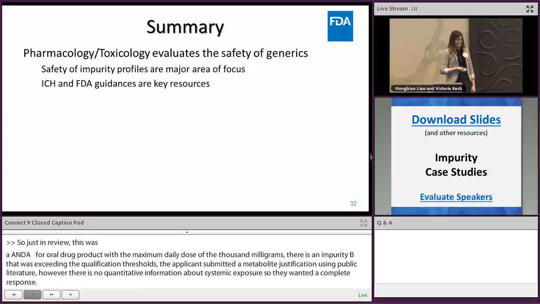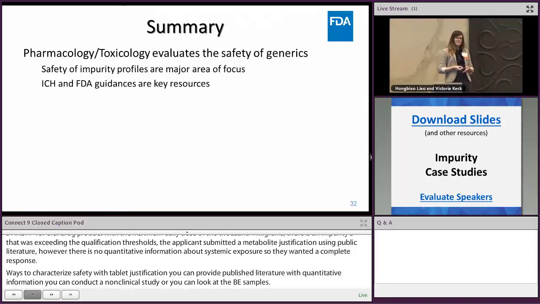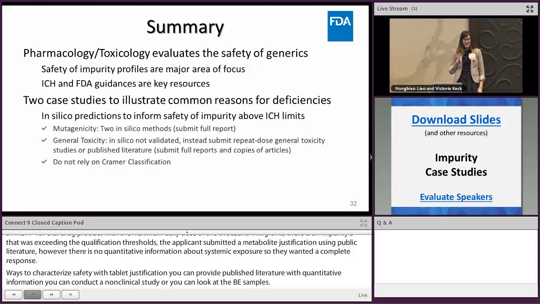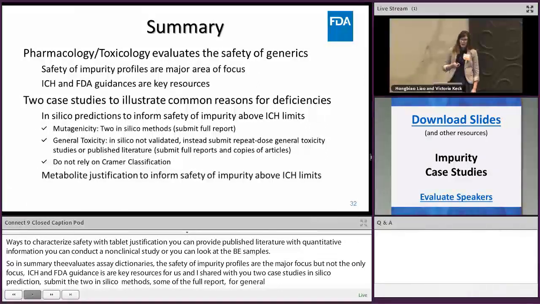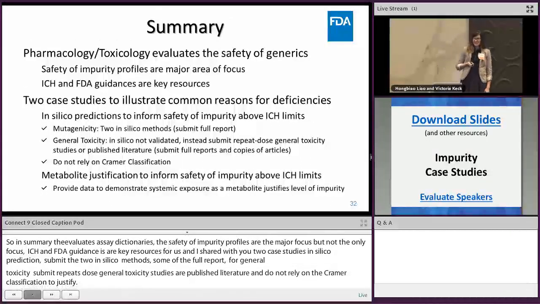So just in summary, the PharmTox team evaluates the safety of generics. The safety of impurity profiles are a major focus, but not the only focus of the PharmTox team. ICH and FDA guidances are key resources for us, and I showed you 2 case studies. For in silico prediction, mutagenicity is good. Submit the 2 in silico methods in the full report. For general toxicity, we do not accept in silico prediction. Instead, submit repeat dose general toxicity studies or published literature. And do not rely on the Kramer classification to justify your limit. For metabolite justification to inform safety of impurity above ICH limits, please provide data to demonstrate systemic exposure as a metabolite justifies the level of impurity.